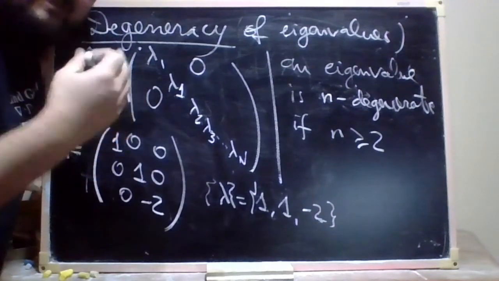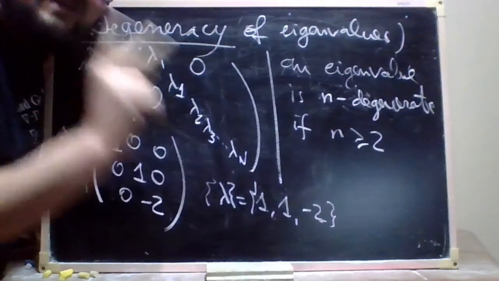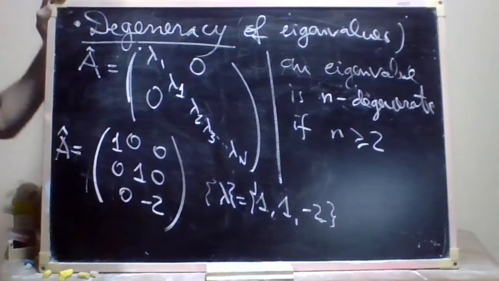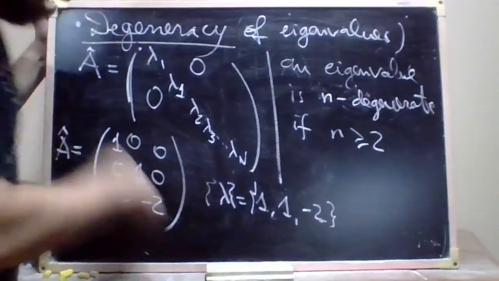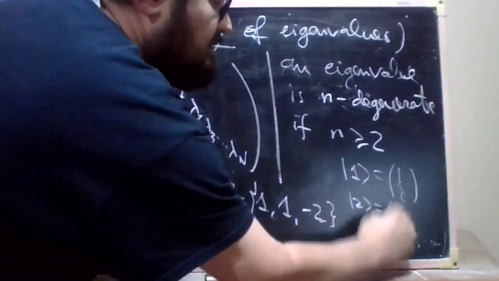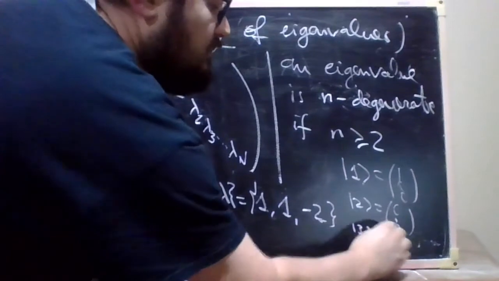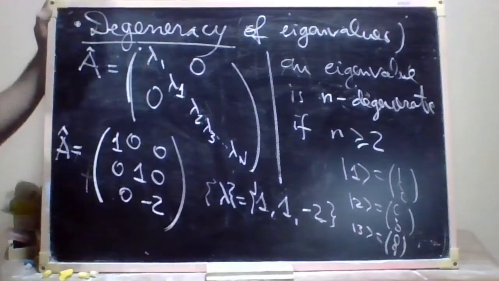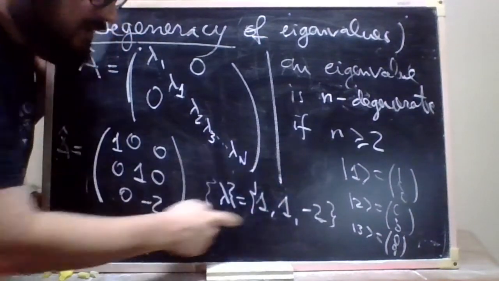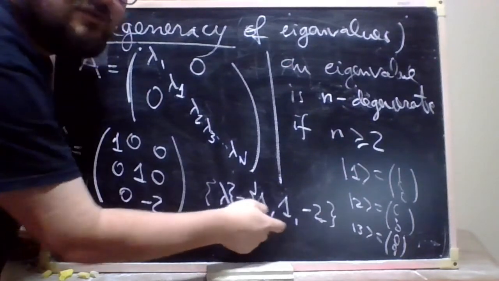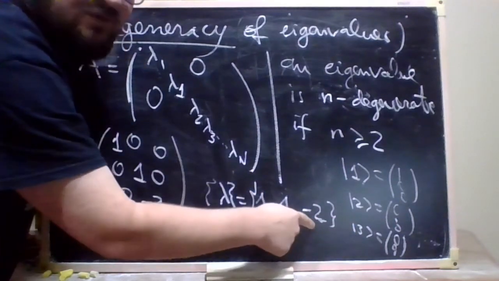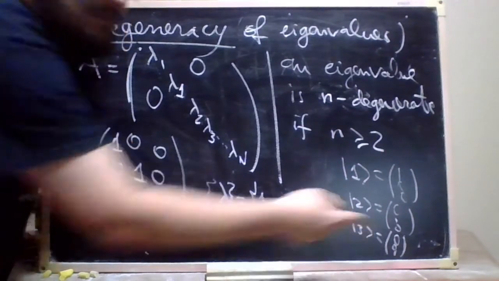And therefore, there are two distinct eigenvectors corresponding to the same numerical value of an eigenvalue. And in this case, you could choose the state 1, which is 1, 0, 0, the state 2, which is 0, 1, 0, and the state 3, which is 0, 0, 1. All right? And these two eigenvectors correspond to the same numerical value, the same eigenvalue, right? And this third eigenvector corresponds to the last eigenvalue, which is -2 in this case.